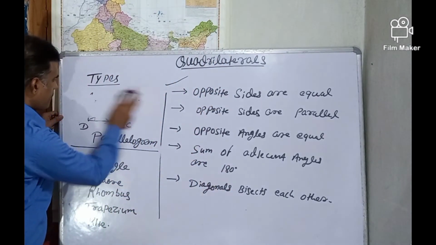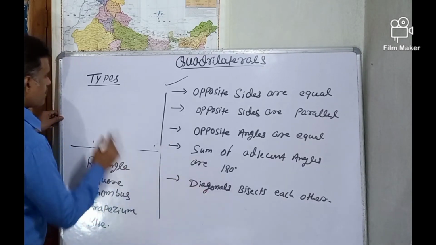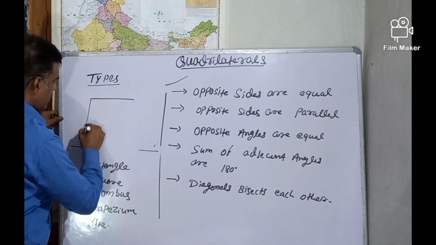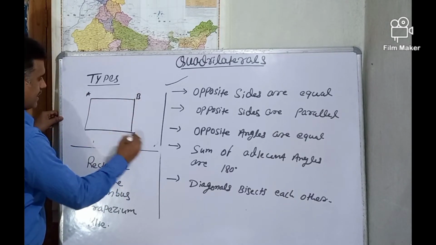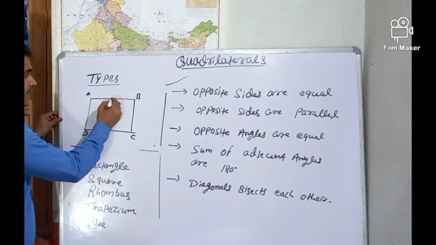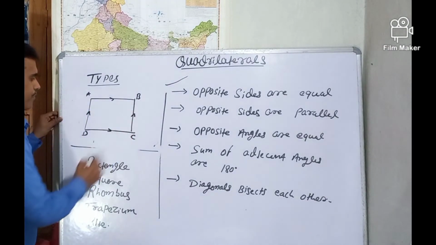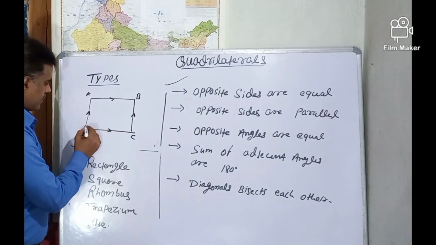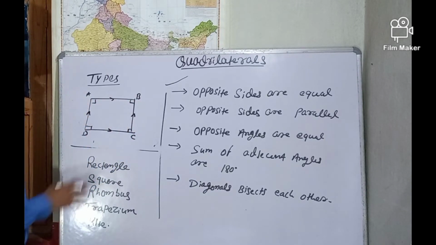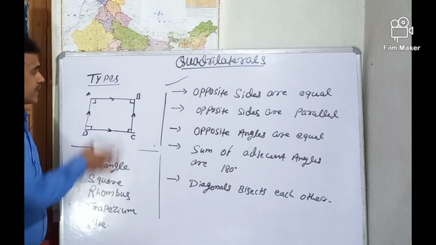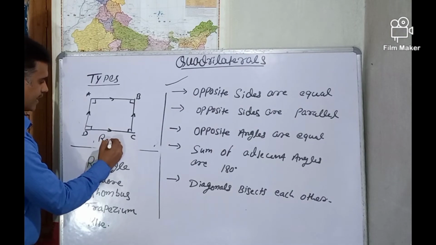Suppose we draw a figure like this. Here ABCD is a quadrilateral, and in this figure AB is parallel to CD and AD is parallel to BC. If all the angles are 90 degrees, then obviously this is a parallelogram, but this type of parallelogram having all angles 90 degrees is called a rectangle.